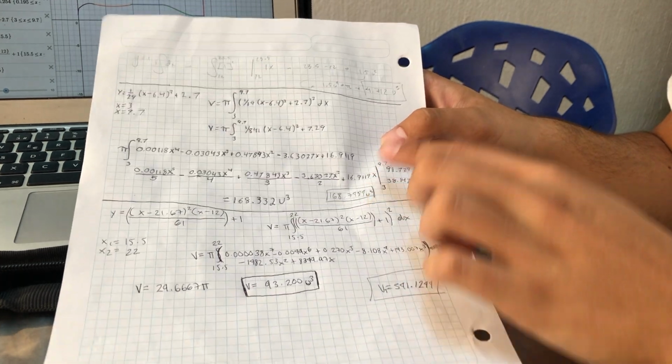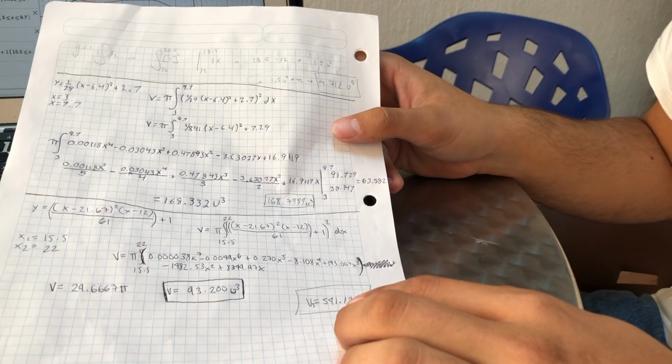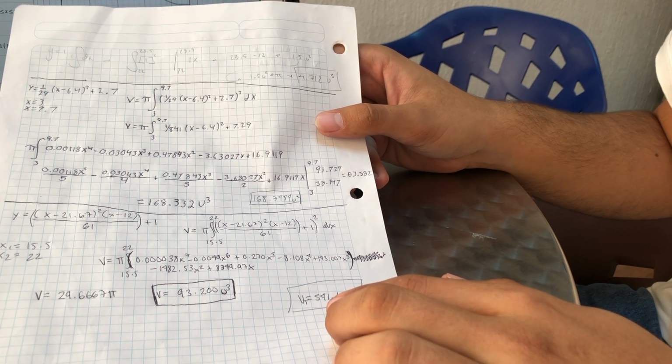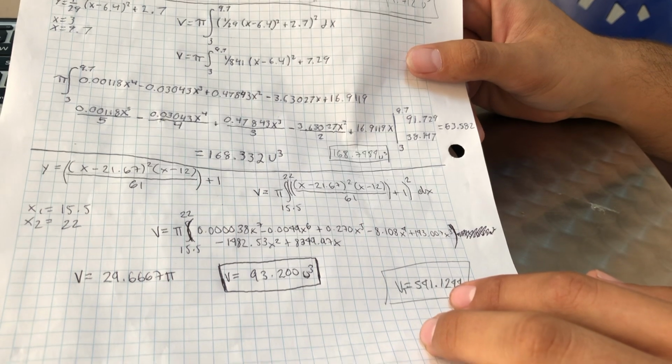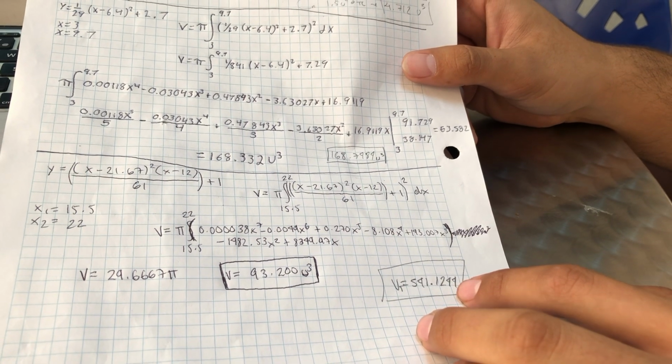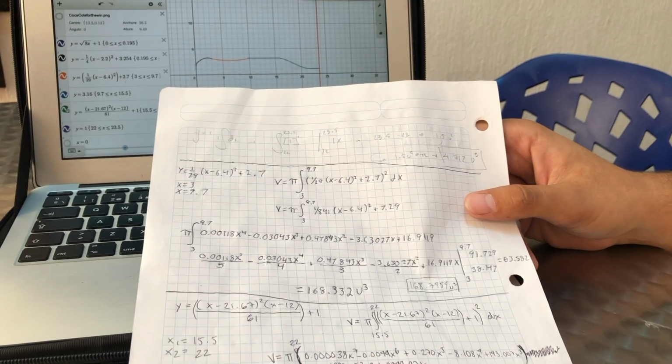Then we added all the volumes we had, and the result of the final volume was 541.1299 units cubic.